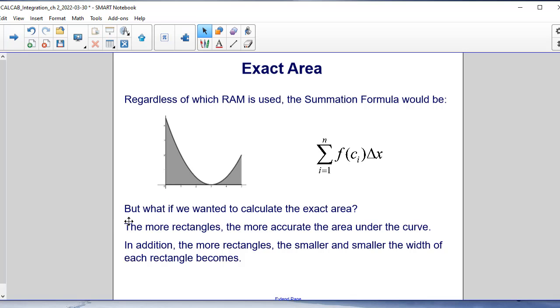Well, let's keep these two sayings in mind. They're almost like mantras. The more rectangles, the more accurate the area under the curve. And the other would be, in addition, the more rectangles, the smaller and smaller the width of each rectangle becomes. It's almost like you're crowding a lot of rectangles into a small space. The width of those rectangles would have to become smaller and smaller.